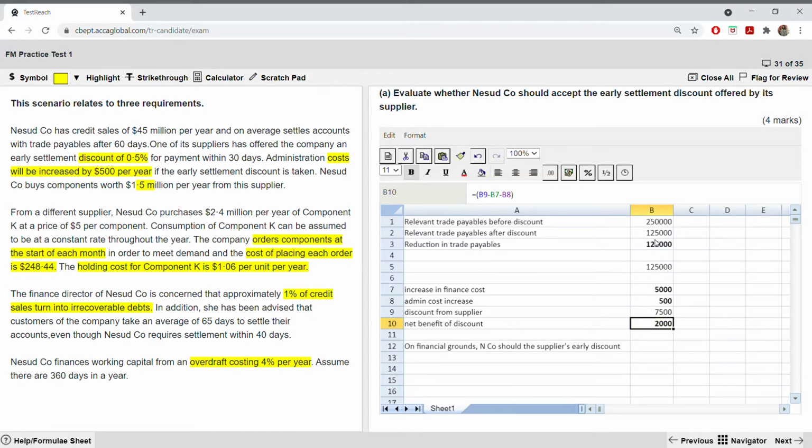So 1 mark for reduction, 1 mark for finance cost, half a mark for admin cost, another half a mark to show the net benefit of discount. Why half a mark? Because no working is required. We know it's just the addition, we just add and minus, that's it. Minus the cost from the discount.